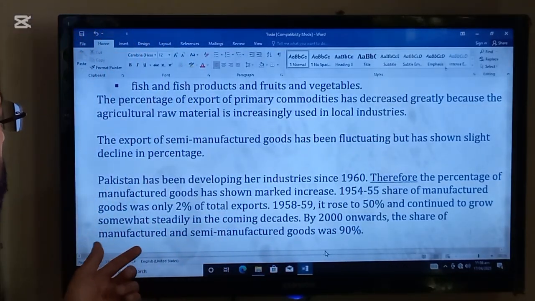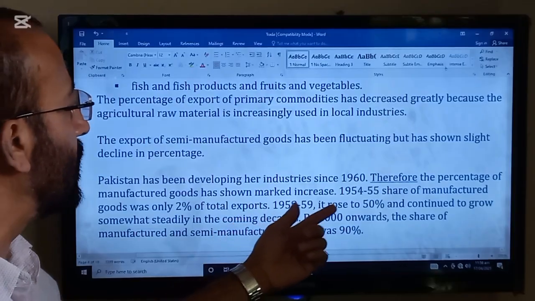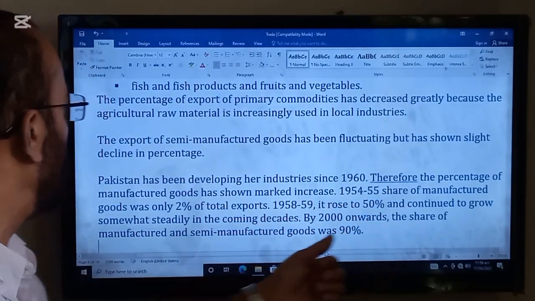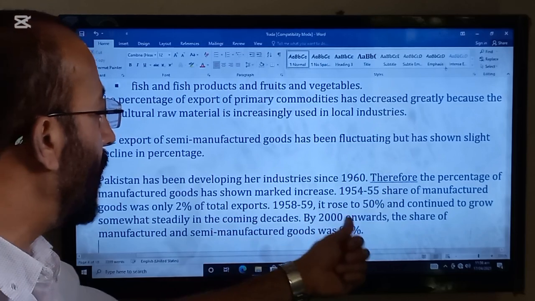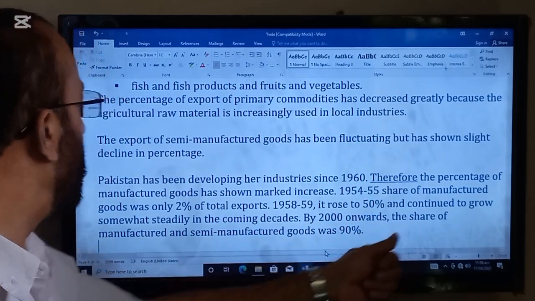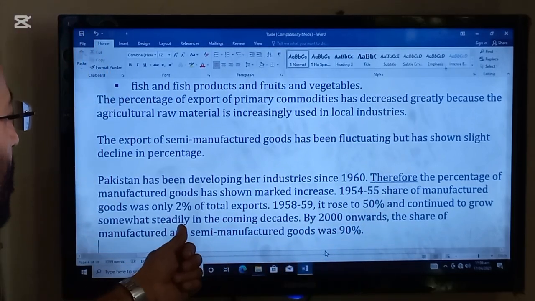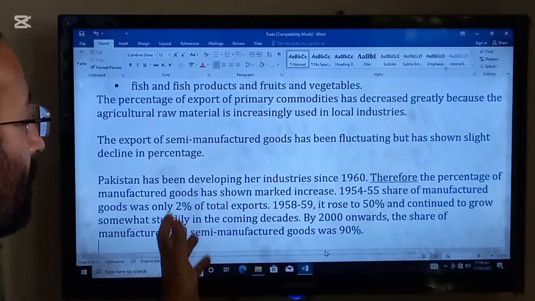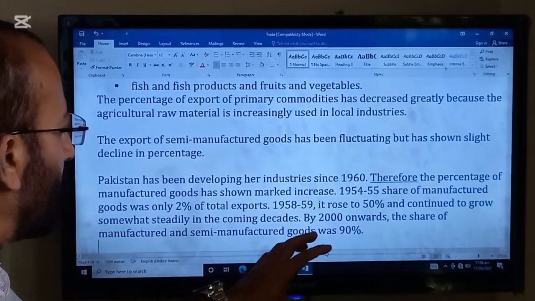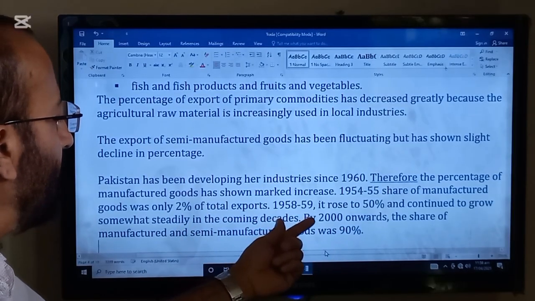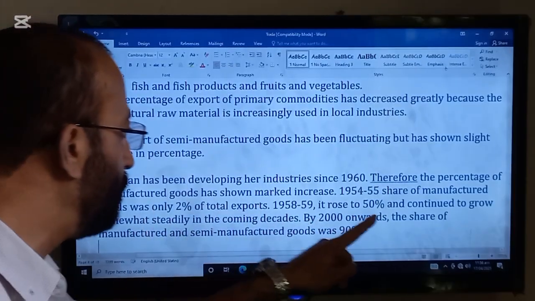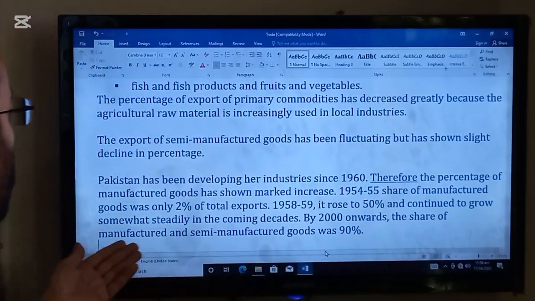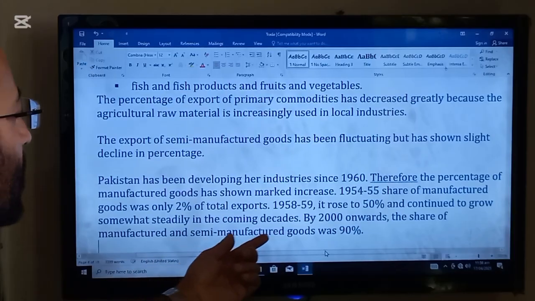Pakistan has been developing her industries since 1960. Therefore, the percentage of manufactured goods has shown a marked increase. In 1954-55, the share of manufactured goods was only 2% of the total exports. But after almost 4 or 5 years, that was 58-59, it rose to 50%, from 2 to 50%, and continued to grow somewhat steadily in the coming decades.